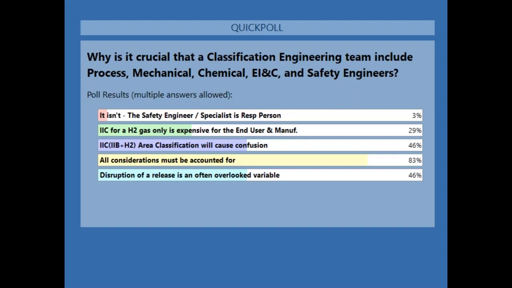Dispersions of a release is often overlooked. Correct. Some liquids or gases that are released change state. A gas can become a liquid can become a gas. Its dispersion patterns need to be known to accurately classify the hazardous area. It can be dangerous if the correct equipment is not selected because the hazardous area classification is insufficient.